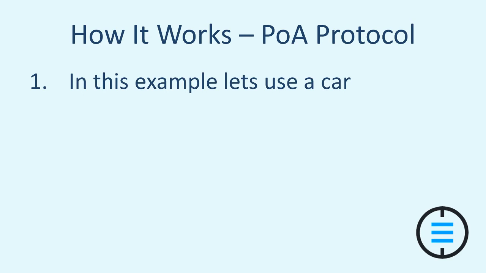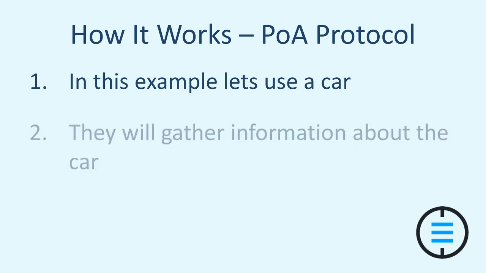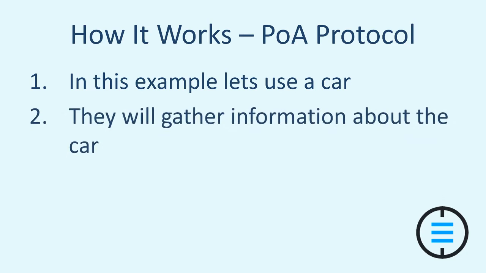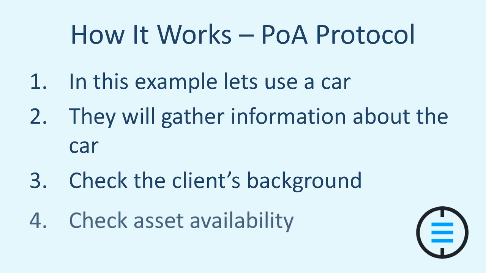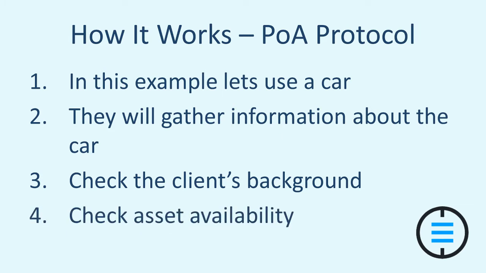A guy wants to sell his car to raise funds. Okay, so we'll use a car in this example. First of all, Bankex will gather information about the car, age, color, etc. They will check the client's background, that he's of good reputation, free from scams, etc. And they will also check asset availability, location, where it is, that it's not damaged, etc. And they'll do this either automatically or using a third party, depending on the asset class.